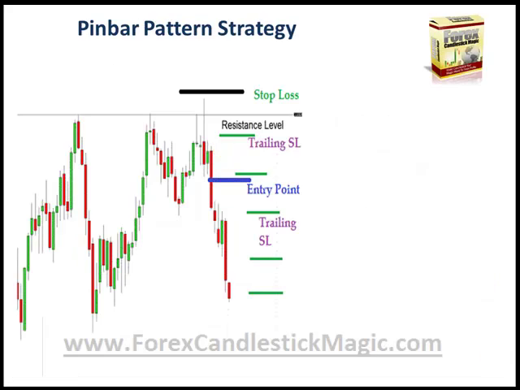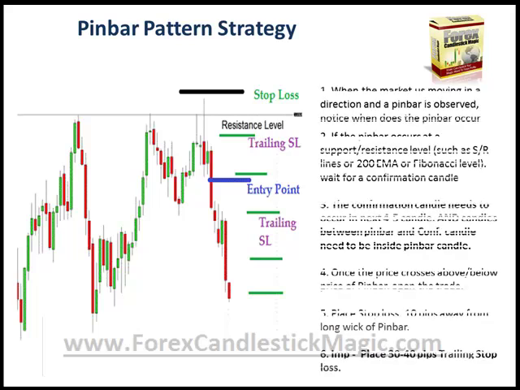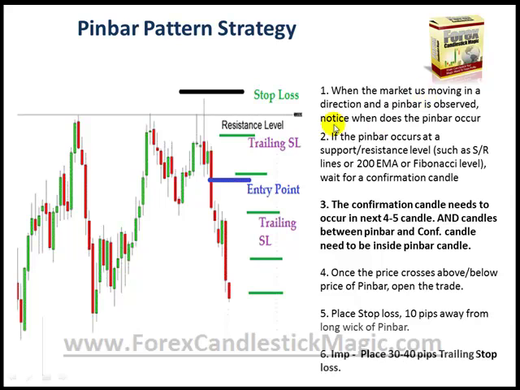Now let's look at a pin bar based trading strategy which is highly effective and which can be used as soon as you see the next pin bar in the trading chart. When the market is moving in a direction and a pin bar is observed, notice when the pin bar occurs. If the pin bar occurs at a support or resistance level, now this support or resistance level can be anything. It can be from the previous highs or previous lows, or it can be a Fibonacci based support or resistance level, or it can even be the 200 moving average. Then wait for the confirmation candle to happen.